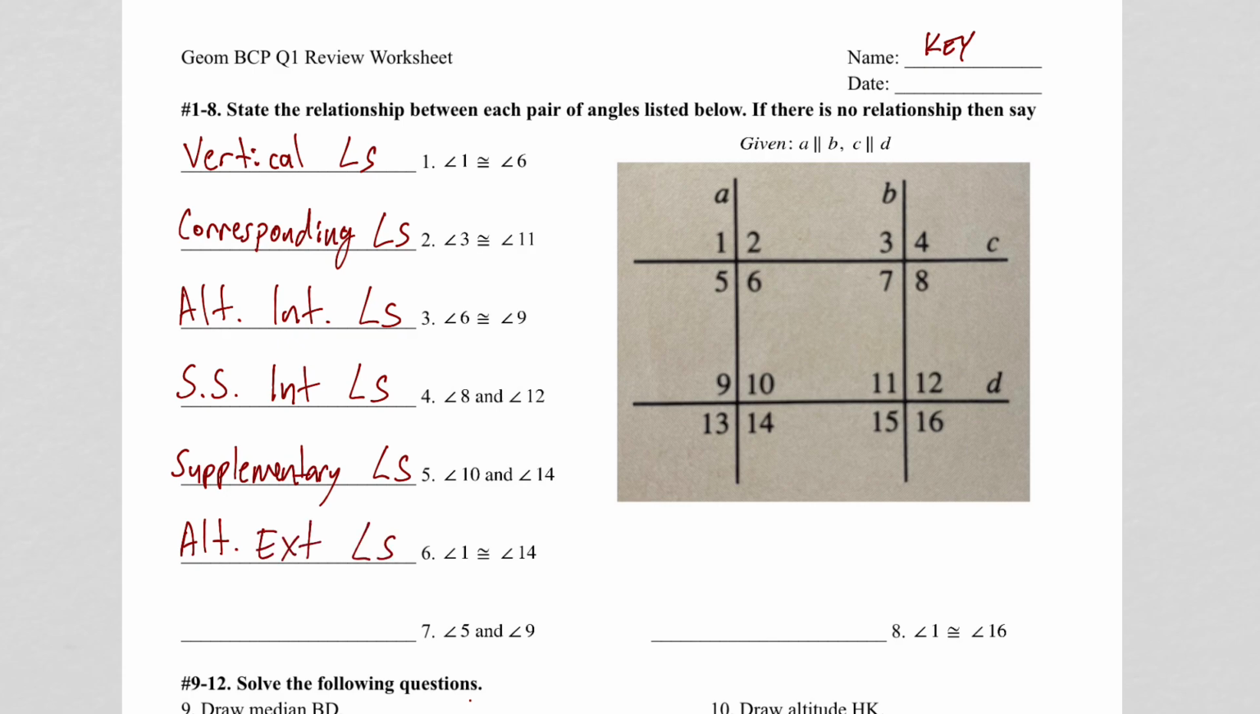angles. And then 5 and 9 are here and here, so they're on the same side of this, but on the interior of that, so these are same side interior angles. And finally, 1 and 16, they don't have a common transversal, so this is no relationship.